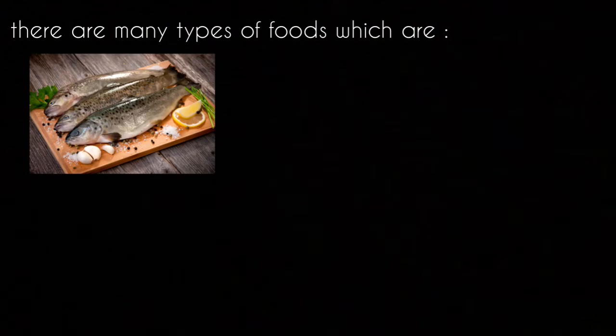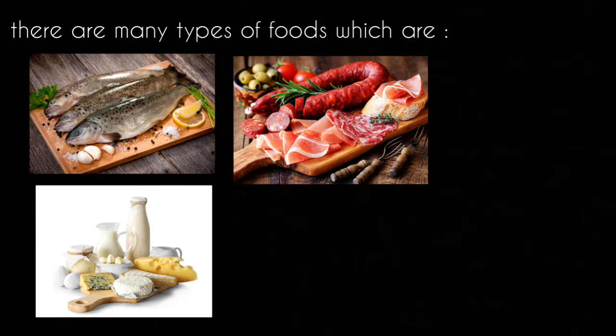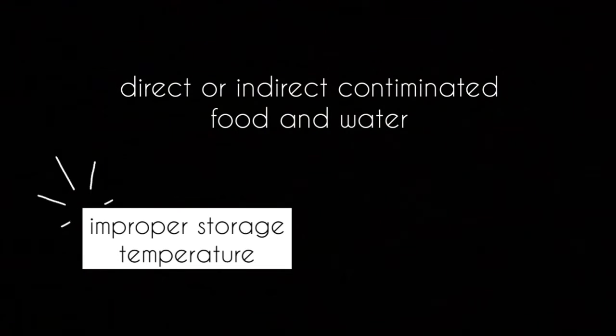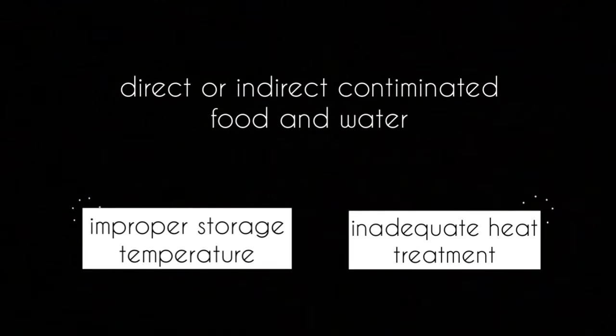There are many types of foods, such as fish, dairy products, meat products, and vegetables, that have been associated with E. coli gastroenteritis. Direct or indirect contaminated food and water, along with improper storage, temperature, and inadequate heat treatment.